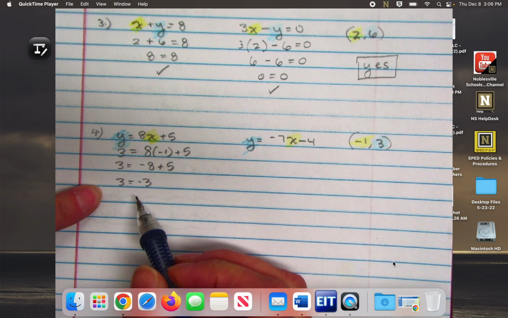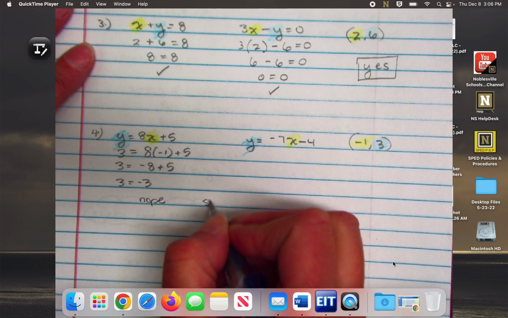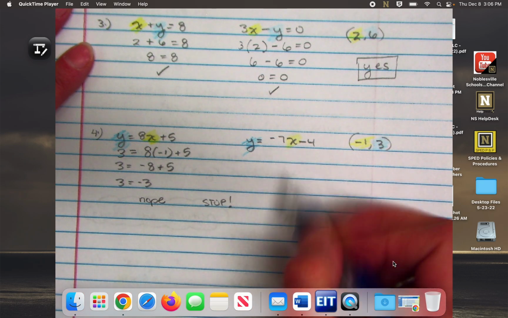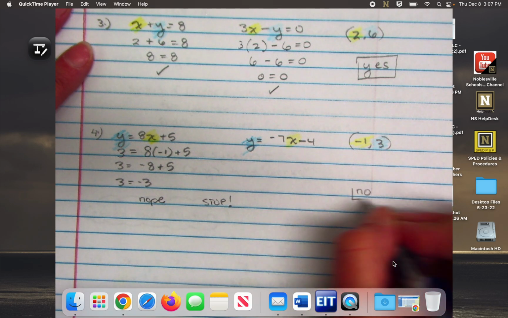All right, so if I plug in this next one, 3 equals 8 times -1 plus 5. Does 3 equal -3? No. So you can stop. You don't have to even do the second one because this one didn't work. So my answer is no.